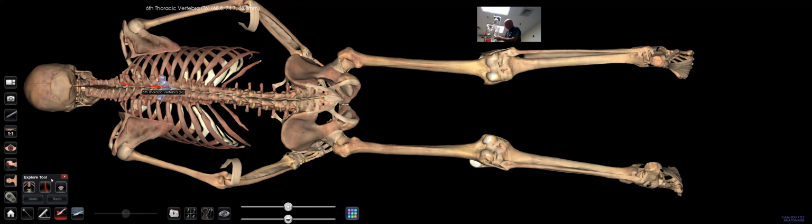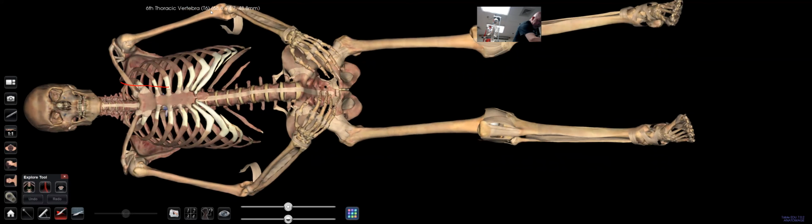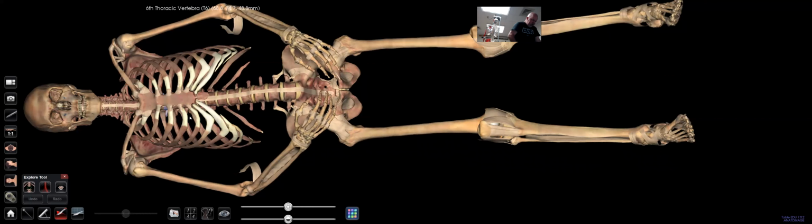And well, you can't really, but there's two points of contact right there. And then if we flip them over, you'll see that those ribs, there is cartilage that attaches onto the center part, which is the sternum.